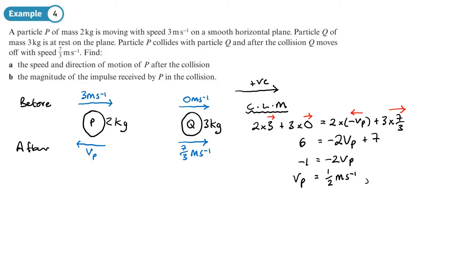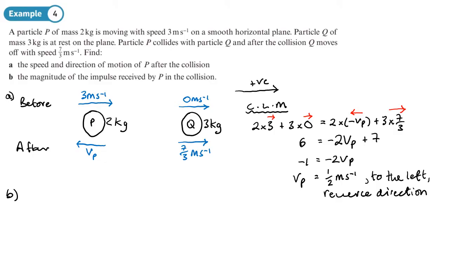So I could say something like to the left, or I could say that it reverses direction. Yeah, because P reverses the direction it was going in. Something like that, but don't forget to mention the direction it's going in. So that's part A. And then part B, the magnitude of the impulse received by P in the collision, right?